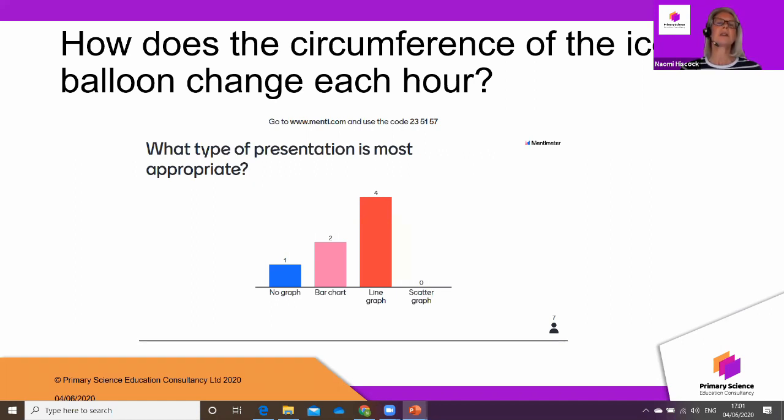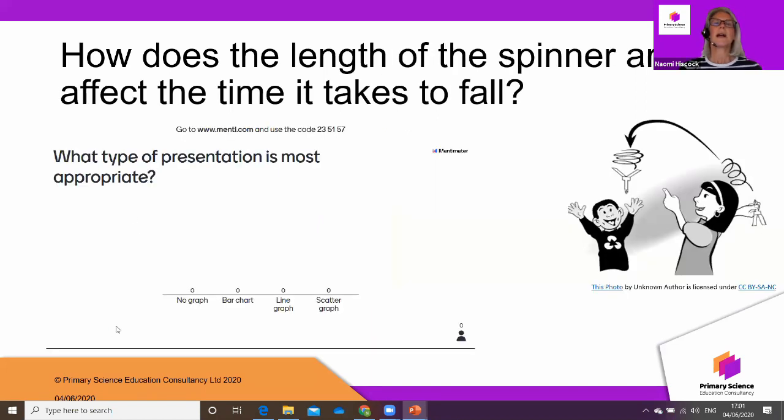And then we're measuring the circumference. I'm assuming that we would get a tape measure out or a piece of string, and we would be measuring that in length. So my interpretation of that question would be a line graph presentation. How does the length of the spinner arm, and I popped a little picture there for you in case you've not done those paper spinners in class, affect the time it takes to fall?